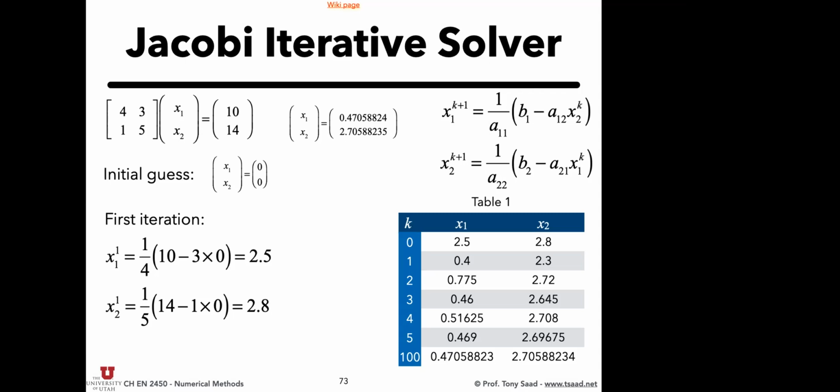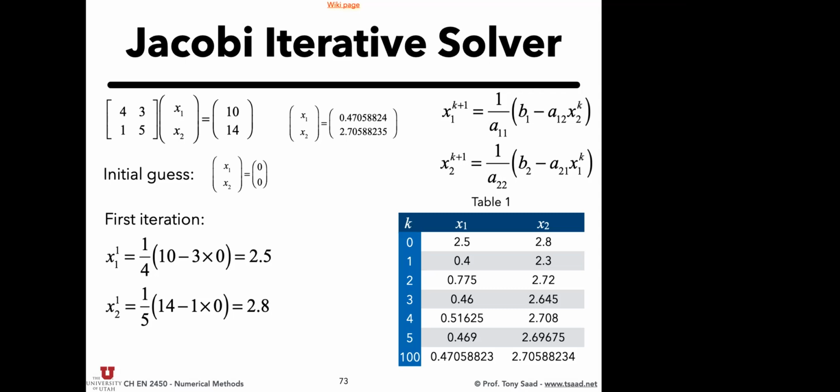And start taking the Jacobi method, starting with an initial guess at 0, 0. We just take, for example, here, the first iteration puts us at 2.5 and 2.8. And then you can take those 2.5, 2.8, put them again in the right-hand side, and you get 0.4, 2.3, and you keep iterating. And after 100 iterations, in this case, you get 0.47 and 2.71, which is almost identical to the exact solution.